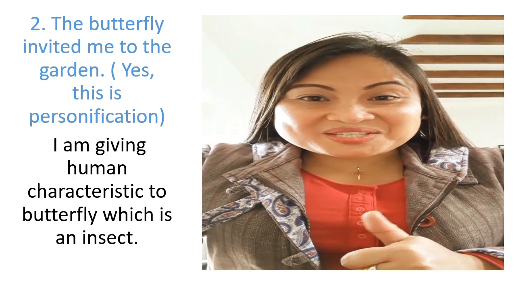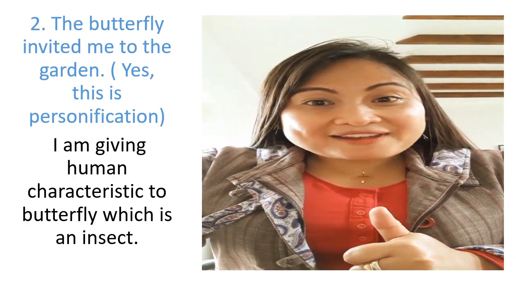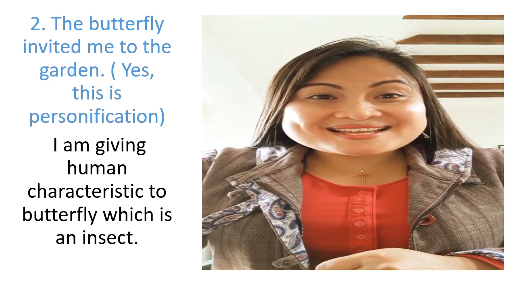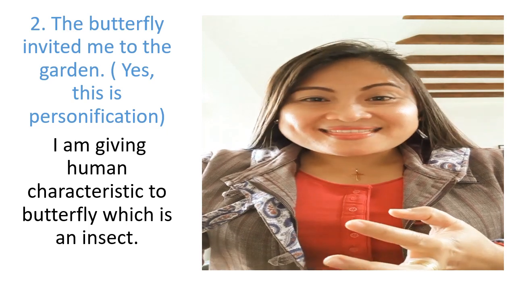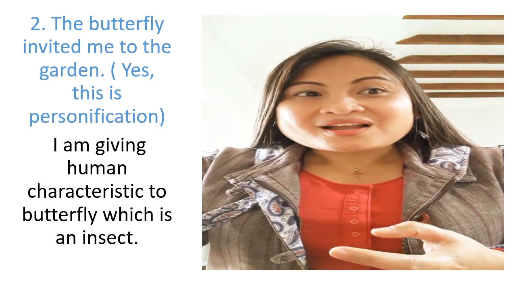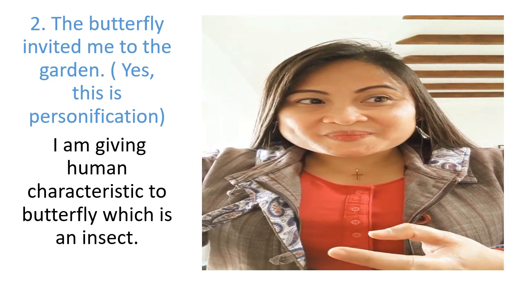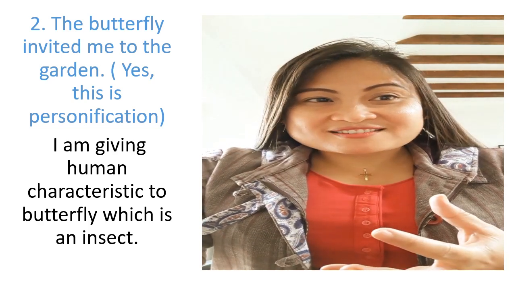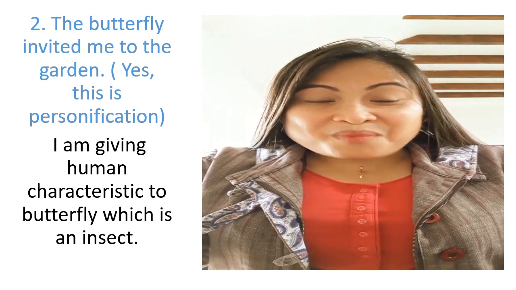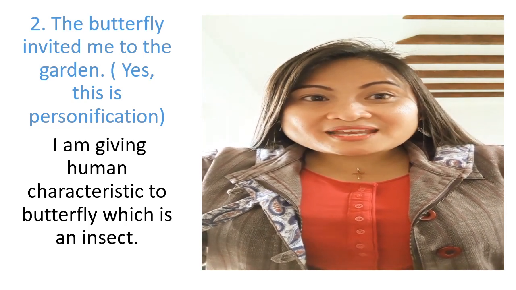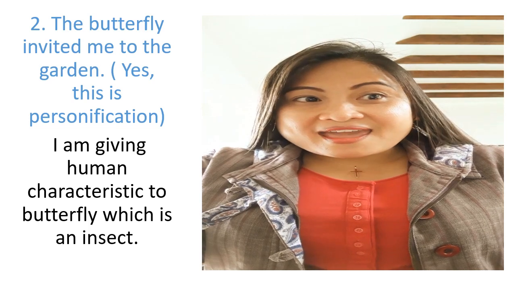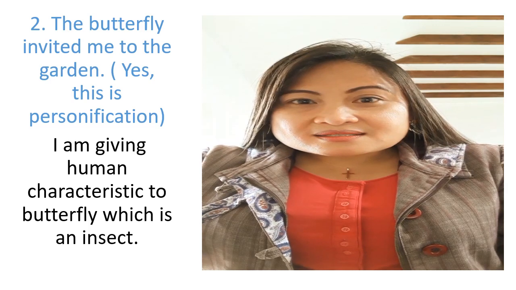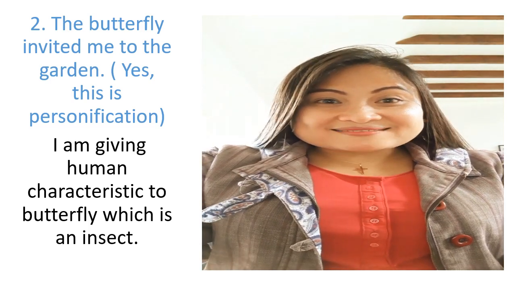Let's check sentence number 2. The butterfly invited me to the garden. The answer is it's big yes. This sentence is an example of figure of speech. And this is an example of personification. Why? Because the butterfly invited me to the garden. And the butterfly here acts like a person inviting me to the garden.